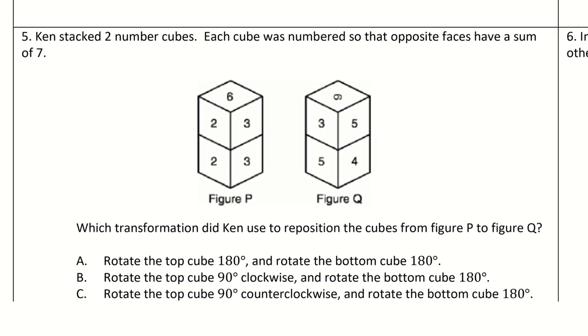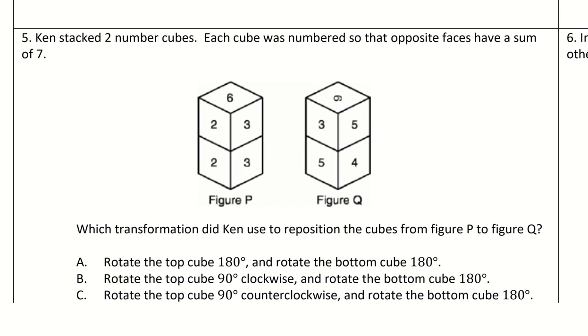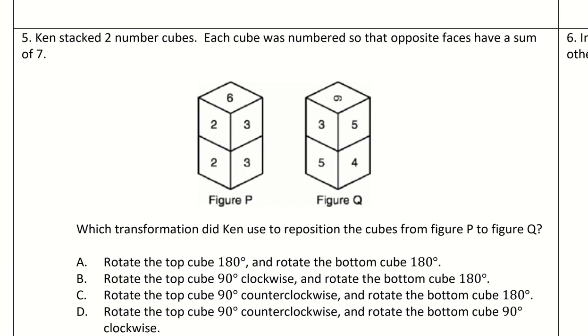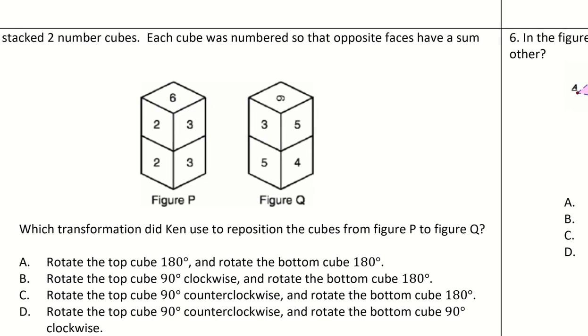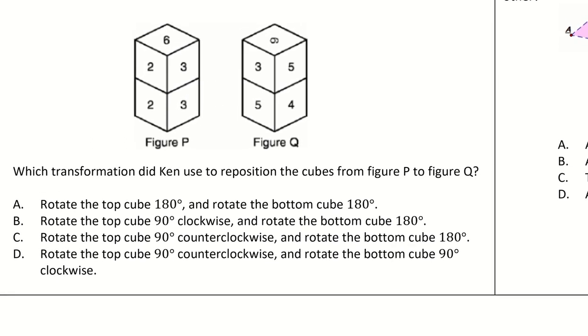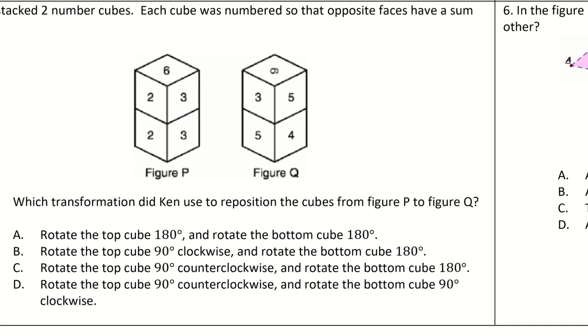All right. Ken stacked 2 number cubes. Each cube was numbered so that opposite faces have a sum of 7. Which transformation did Ken use to reposition the cubes from figure P to figure Q? So this is going from here to there.